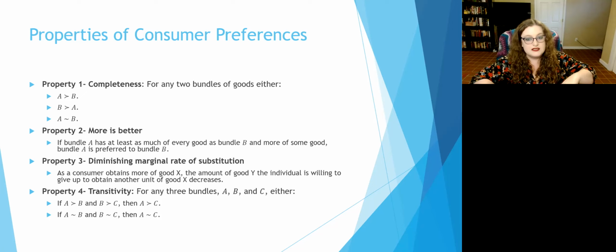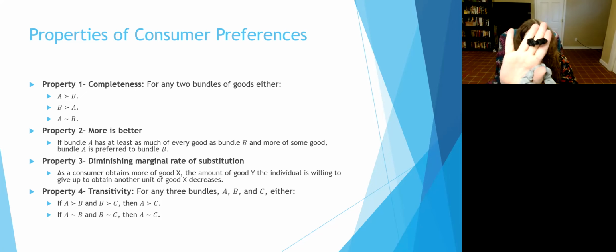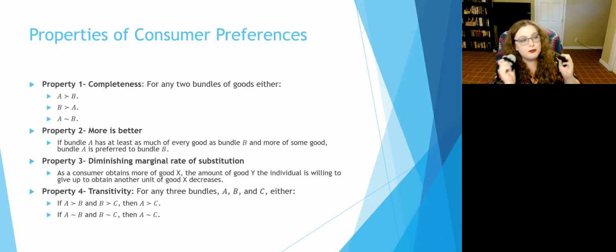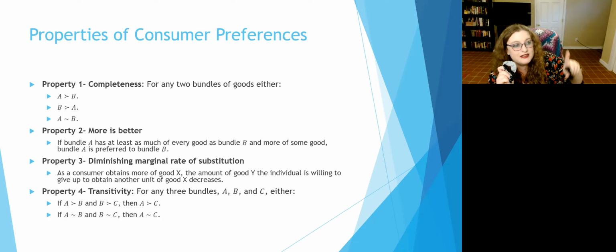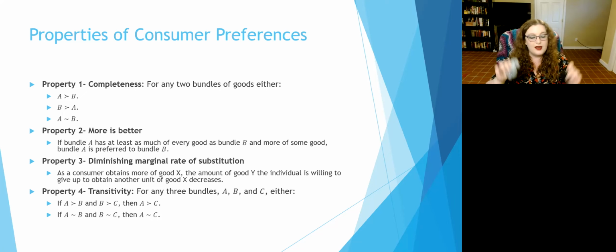Notice bundle A right here with the black scrunchie and the gray scrunchie. It has as much black scrunchie as bundle B, but it has the bonus of this extra gray scrunchie in it. I'm going to prefer this bundle because not only do I get the same thing I already got, but now I get more. Mathematically in economics, when we're thinking about the average preferences of the average consumer, they tend to like more things.